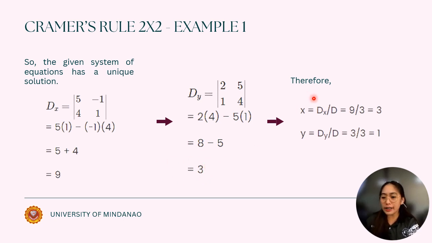Therefore, we can solve for the x and y, the solutions of our two equations. So x is d sub x over d, where the d sub x is 9 and the d is 3 from the previous solving method. So 9 divided by 3, that's 3. So that's our x. Our y is d sub y all over 3. So 3 divided by 3, that's 1. So our solution for the equations is 3 and 1 as the x and y.